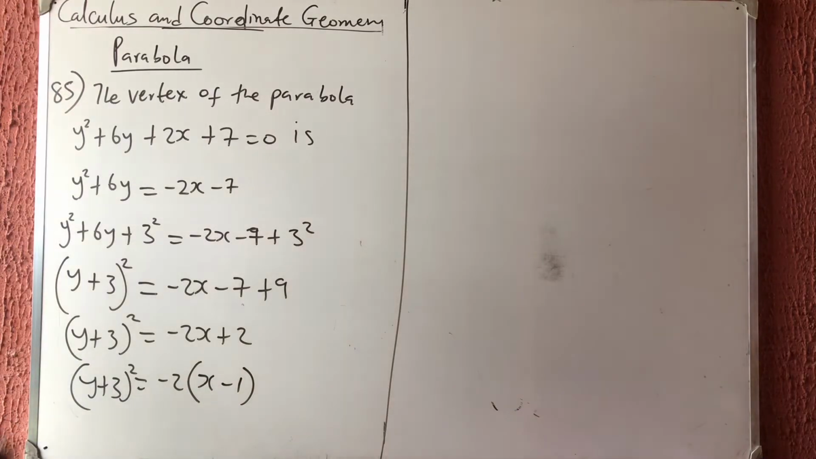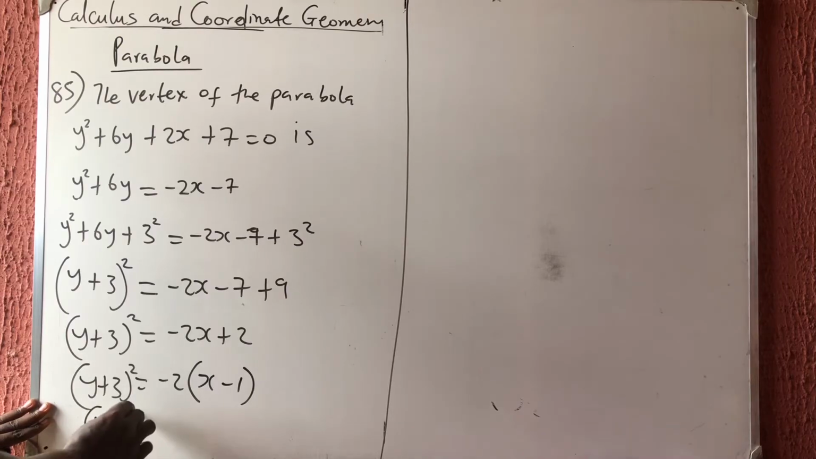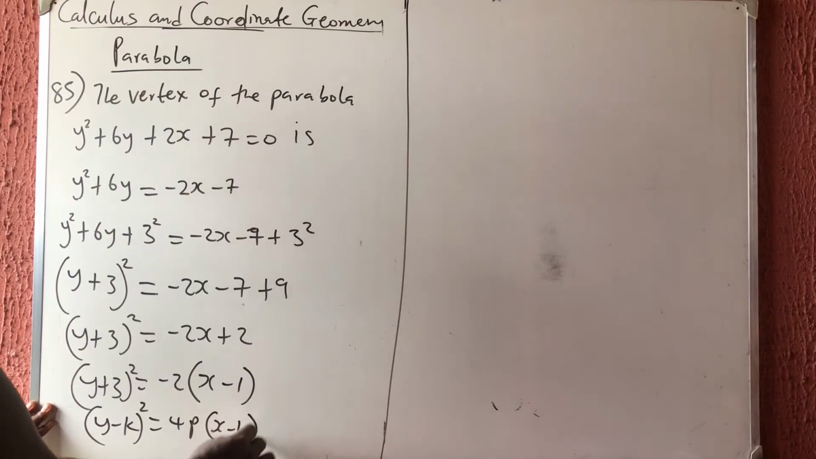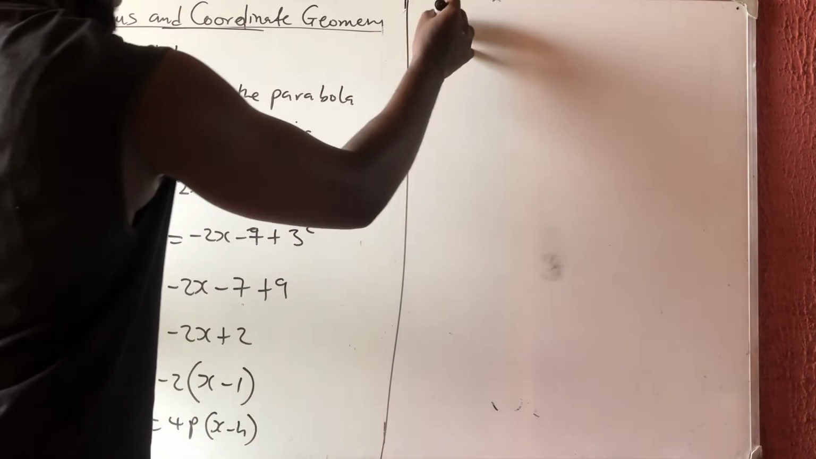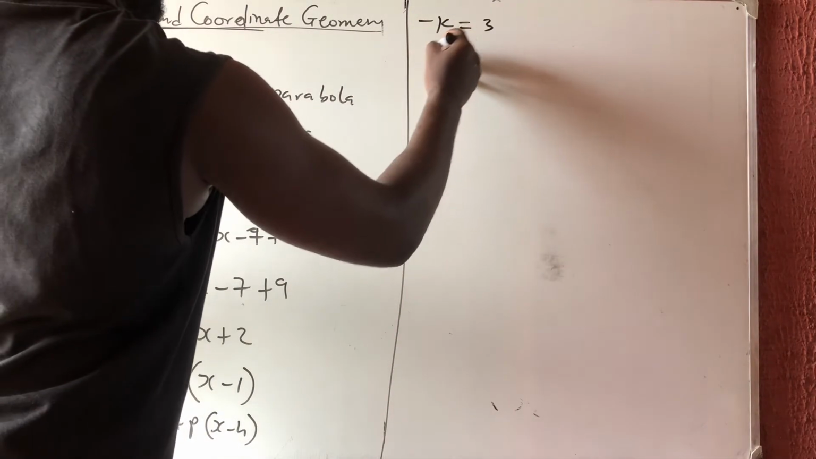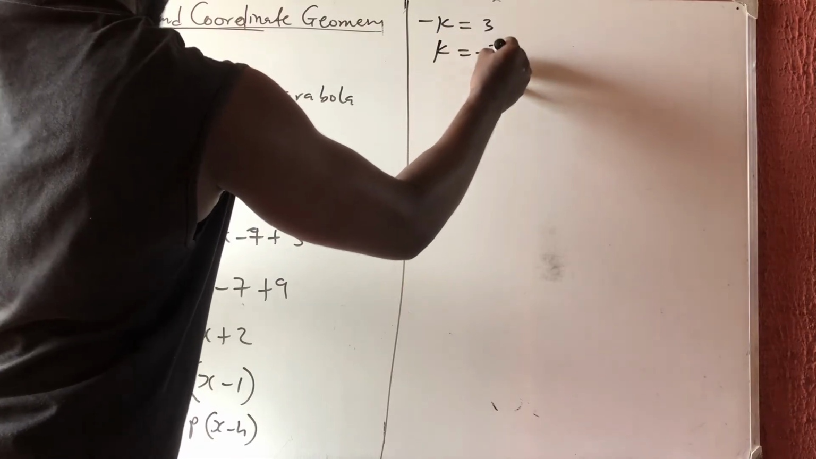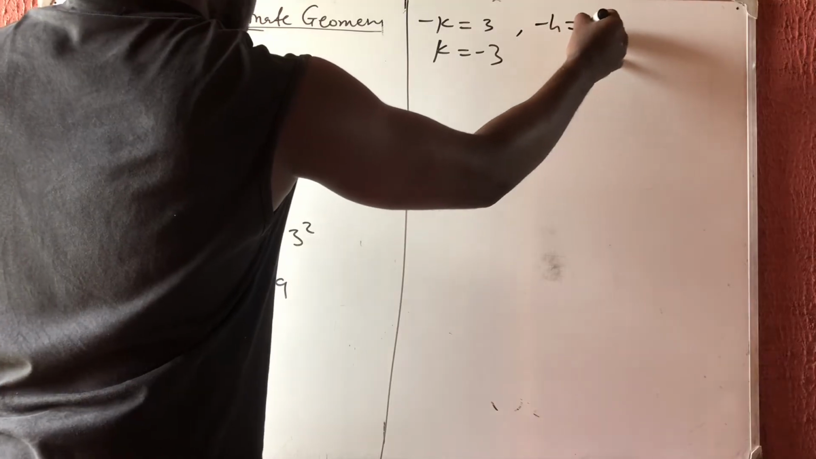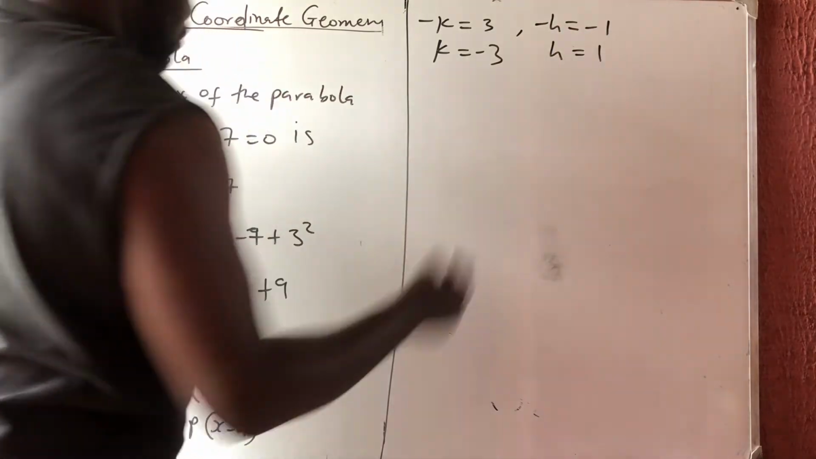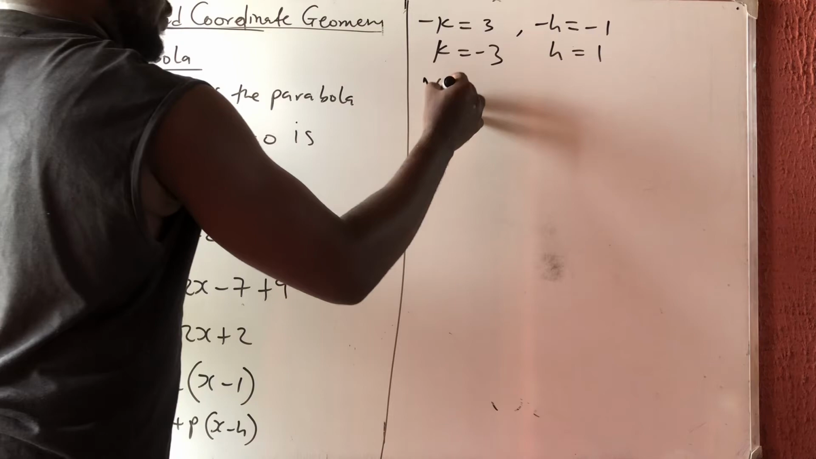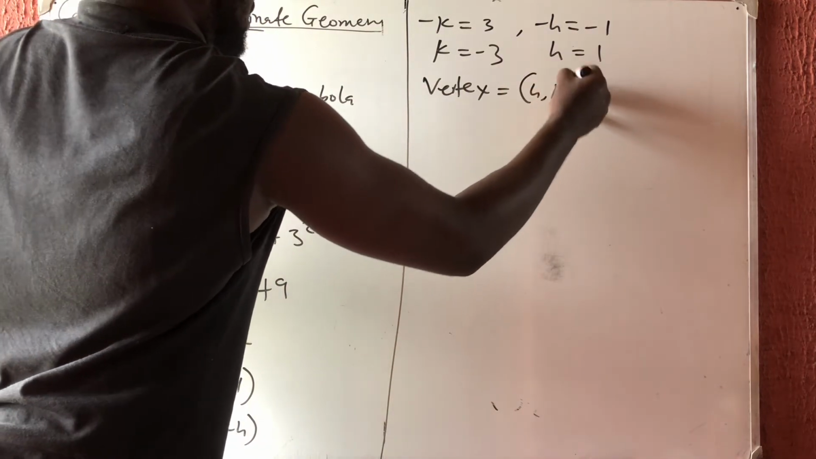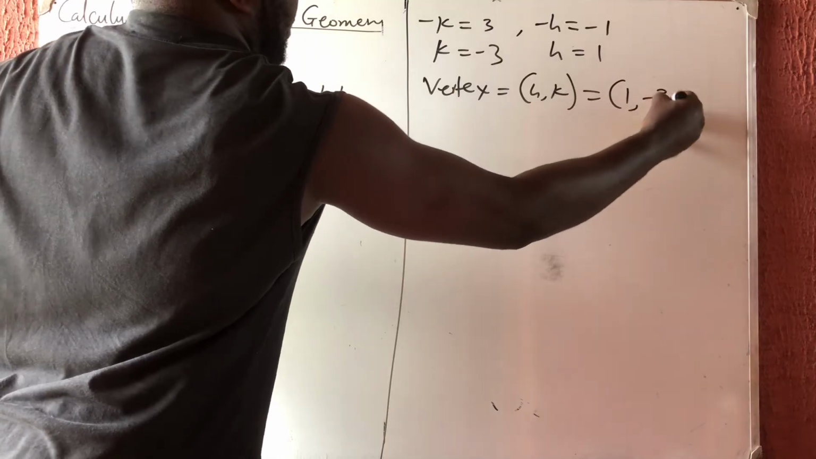So now compare this with the equation of parabola that says y minus k all squared is equal to 4p in bracket of x minus h. So if you compare, you see that minus k is equal to 3, to show that k will now be equal to minus 3. Okay? Then you say that minus h is equal to minus 1 to show that h is equal to 1. Okay? And we are asking the vertex. The vertex is equal to what? h comma k, which is equal to 1 comma minus 3.